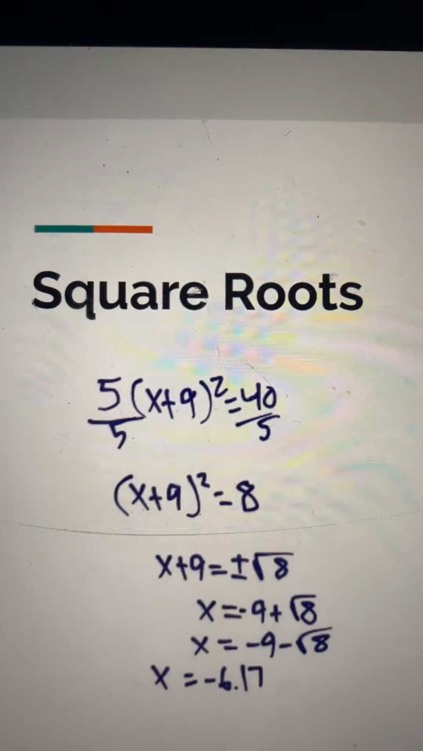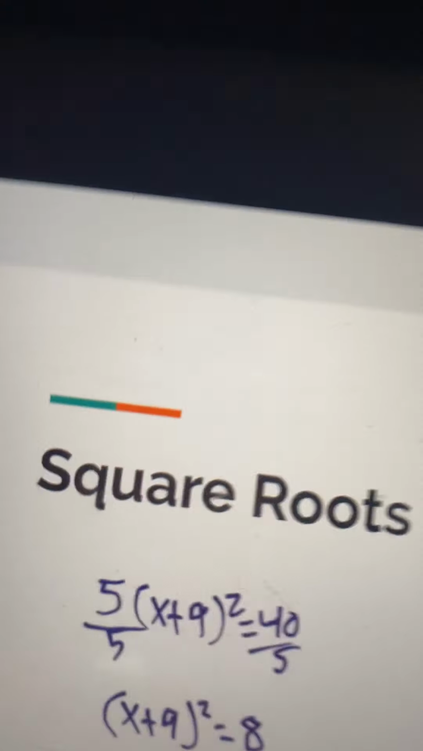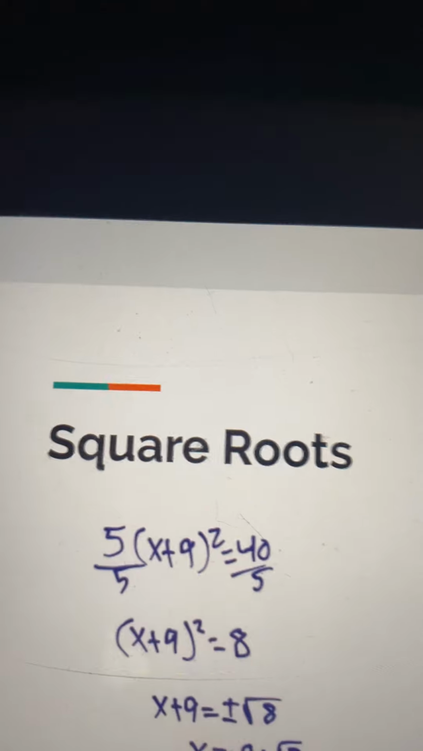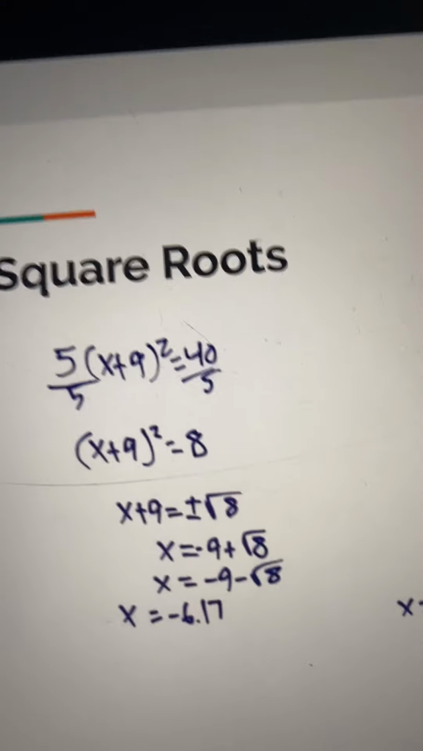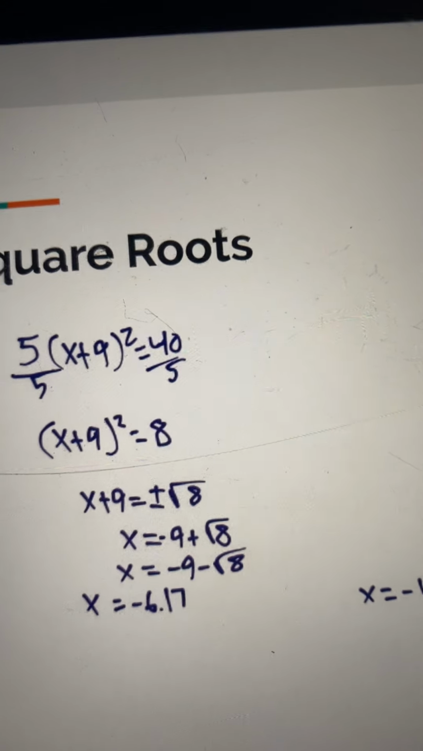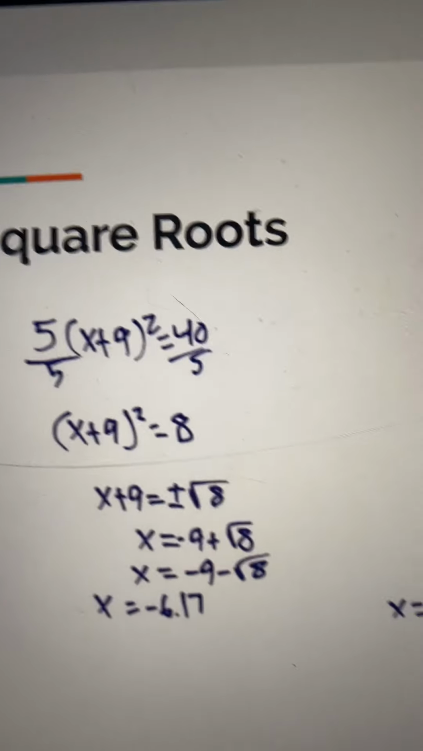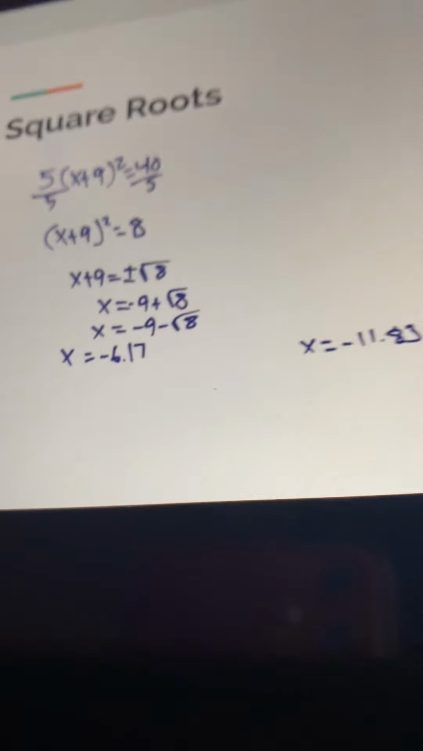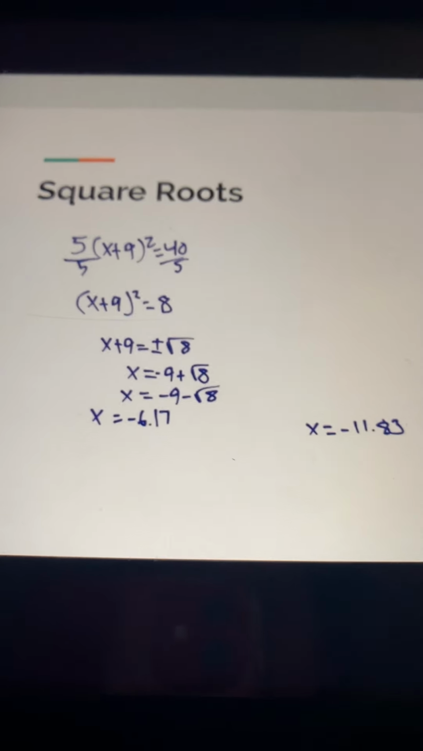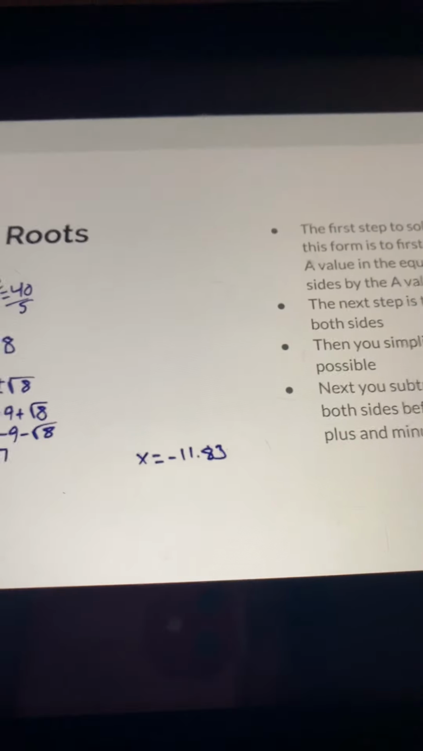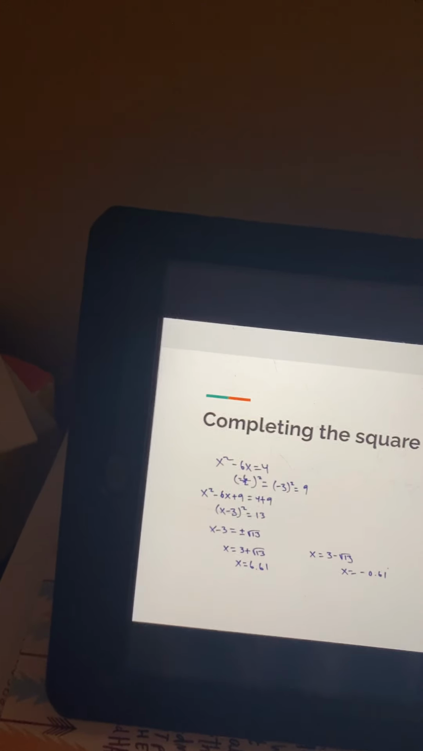Next, you want to take the square root of both sides. So it's now x plus 9 equals plus or minus the square root of 8. Next, you want to subtract 9 from both sides, and now you get x equals -9 plus the rad of 8, or x equals -9 minus the rad of 8. And as you see, once you put that into Desmos or your calculator, you get x equals -6.17 and x equals -11.83.